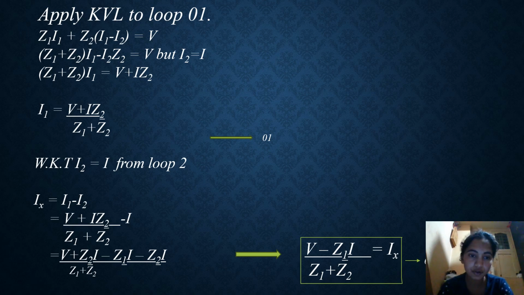We know that I2 is equal to I from loop 2. So Ix is equal to I1 minus I2, that is (V plus I Z2) minus I, divided by (Z1 plus Z2). So (V plus Z2 I minus Z1 I minus Z2 I) divided by (Z1 plus Z2). Let us call this equation 2, that is (V minus Z1 I) by (Z1 plus Z2) is equal to Ix.